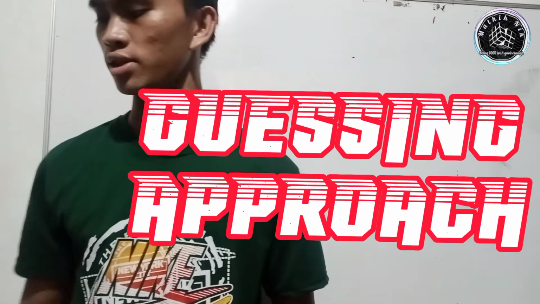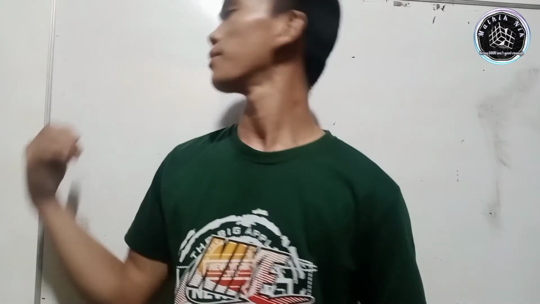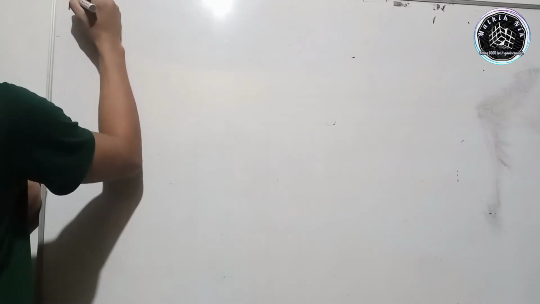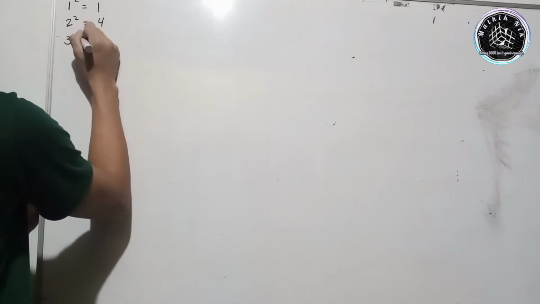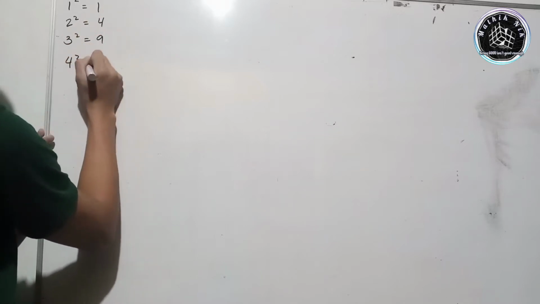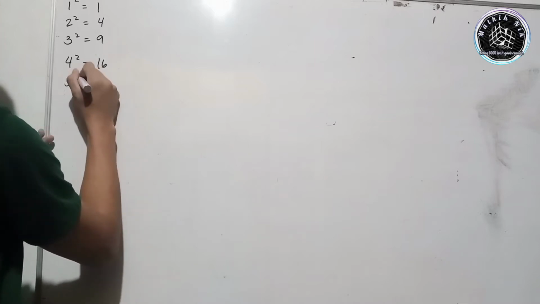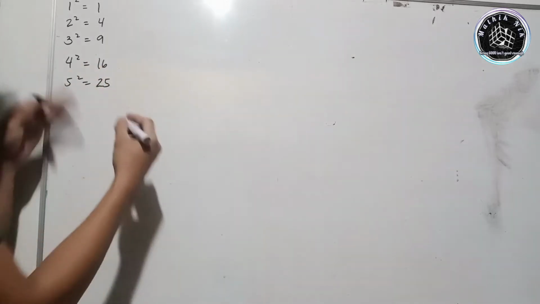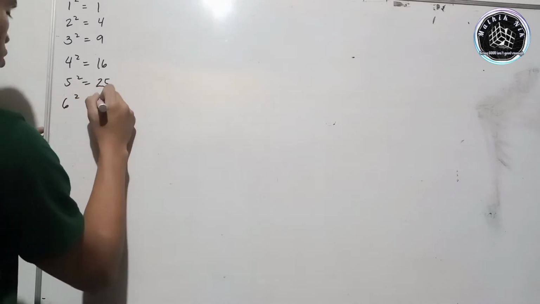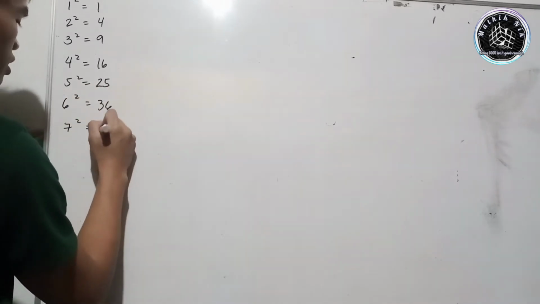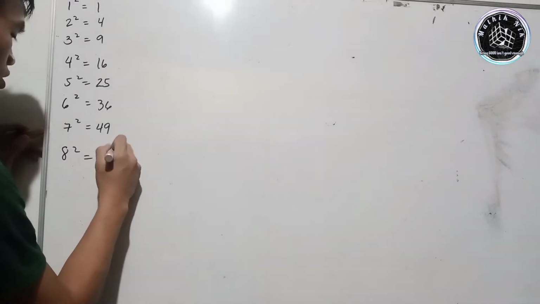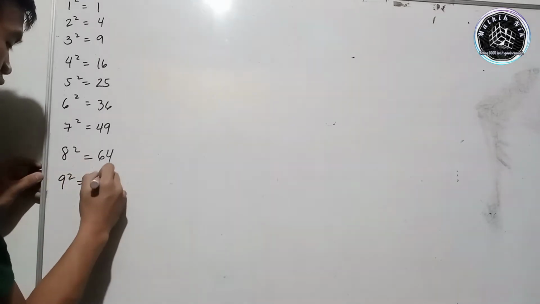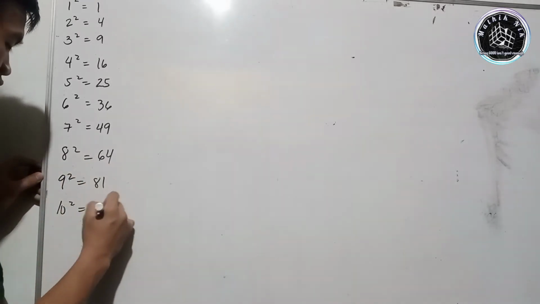For guessing the square root, you need to know this first. 1 squared is equal to 1, 2 squared is equal to 4, 3 squared is equal to 9, 4 squared is equal to 16, 5 squared is equal to 25. You should memorize this. 6 squared is equal to 36, 7 squared is equal to 49, 8 squared is equal to 64, 9 squared is equal to 81, and 10 squared is equal to 100.